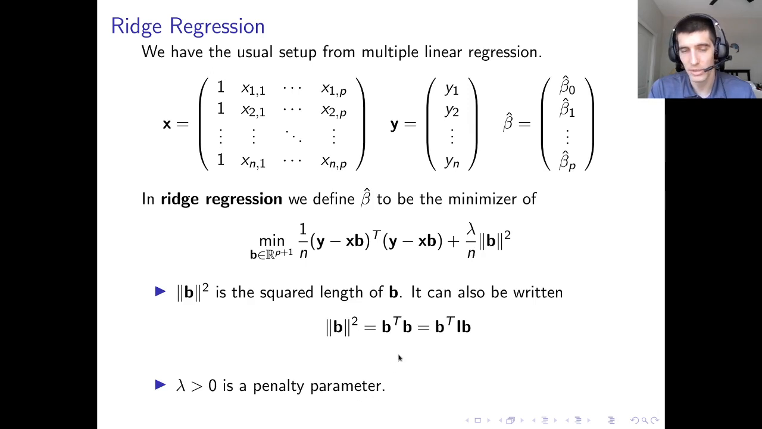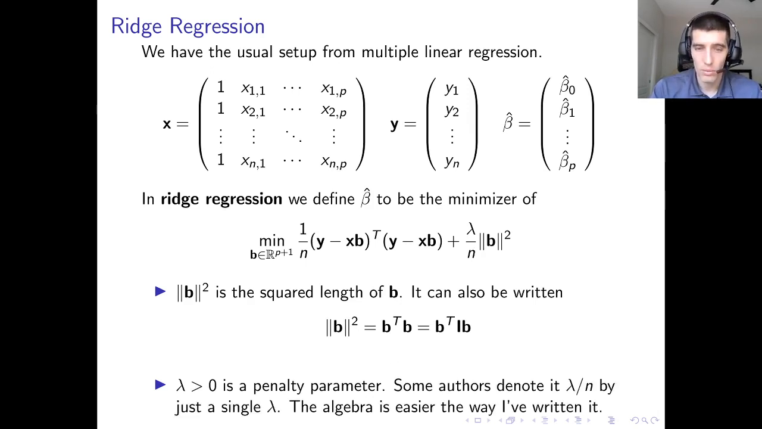Penalty parameter lambda. All right. So I'll just say this in terms of notation. Some authors write lambda over n as just a lambda. Okay, so you can just say, oh, lambda over n is some penalty, right? You can sort of incorporate the n into the penalty term, or you cannot. Authors will write it both ways. So if you see it as lambda without the over n, it means the same thing, okay?